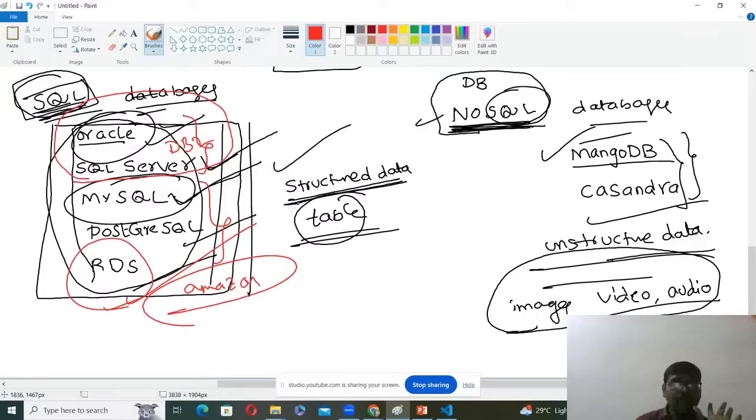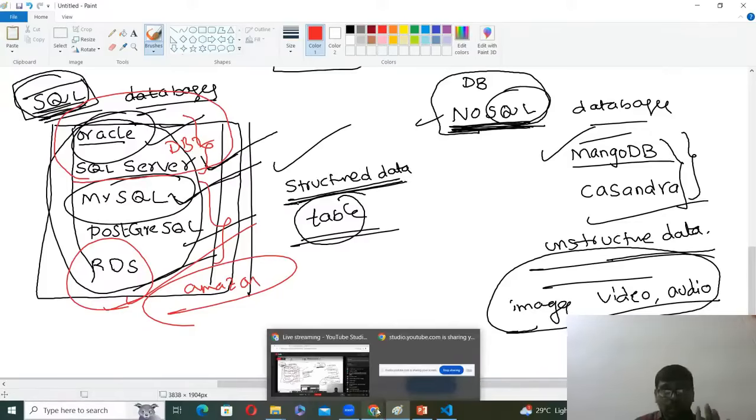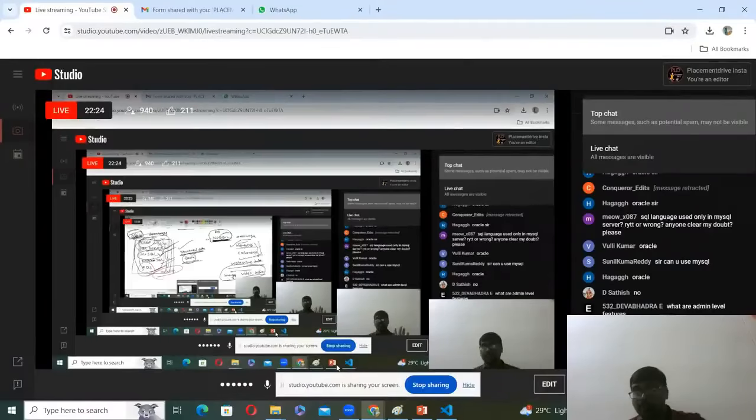Clear? Now, anybody have doubts? What is the difference between SQL and database? That is the only point I explained. What you need to learn in full stack.